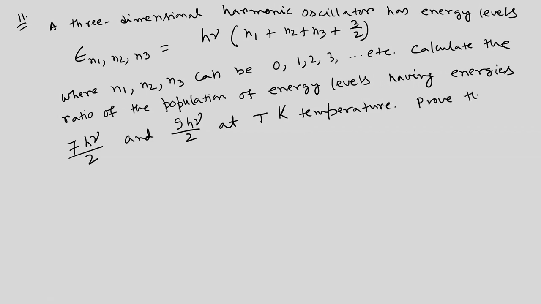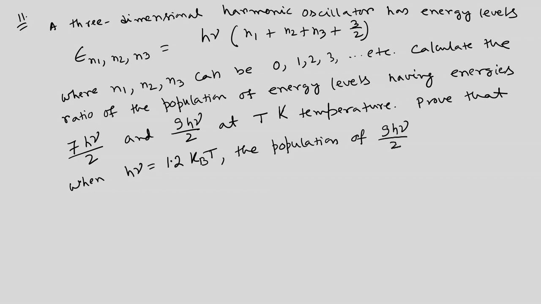Prove that when h nu equals to 1.2 times kBT, the population of the 9 h nu by 2 level will be half of that of the 7 h nu by 2 level.